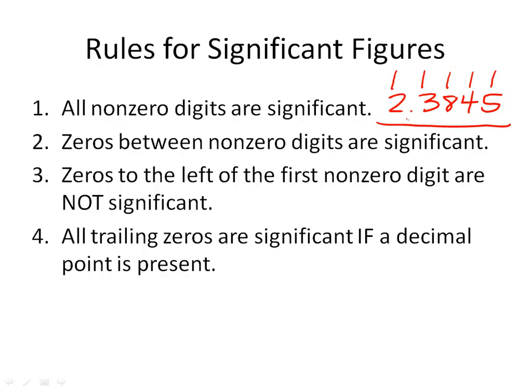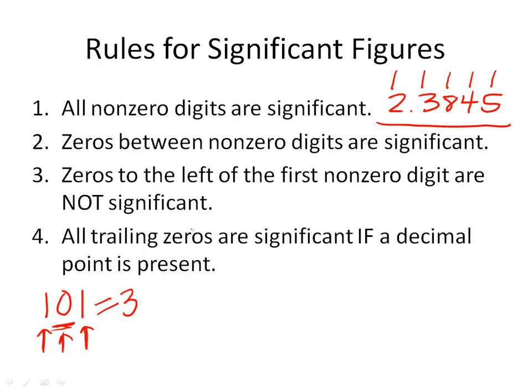All right, the next rule is that any zeros between non-zero digits are significant. So let's say, for instance, I have the number 101. I know that this 1 is significant and this 1 at the end is significant because they're both non-zero. This 0, because it's between two non-zero digits, is going to be considered significant. So if I said, how many significant figures does the number 101 have, you would tell me 3.